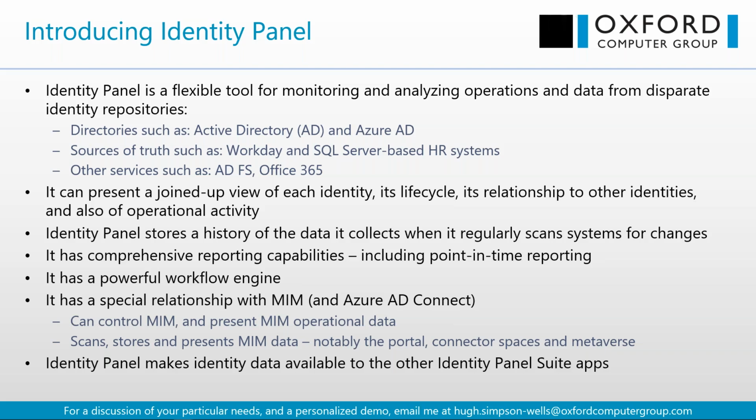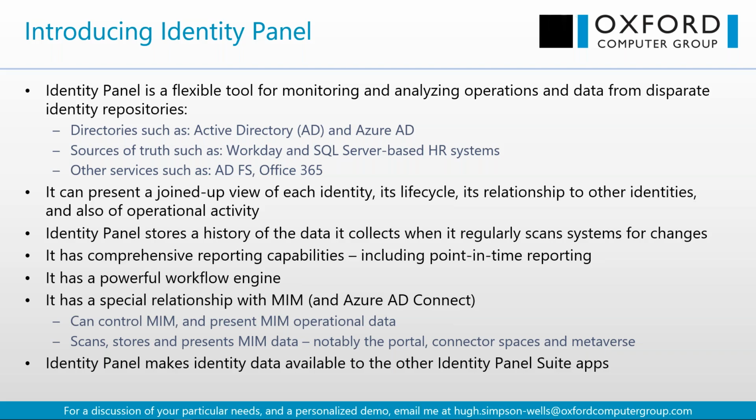The idea is that Identity Panel will present a joined-up view of each identity. So there's an implication straight away that it has to have a way of joining them up, and it will use some common, unique attribute to do that, typically an employee ID or an email address, very similar to the way you would do things in MIM. Because it stores history, it can also show you the life cycle of these objects. It shows you the relationship to other identities, so it's very easy to jump from a user to the user's manager, or to the people they manage, or from a group to the members, or from a person to a group they happen to be a member of.